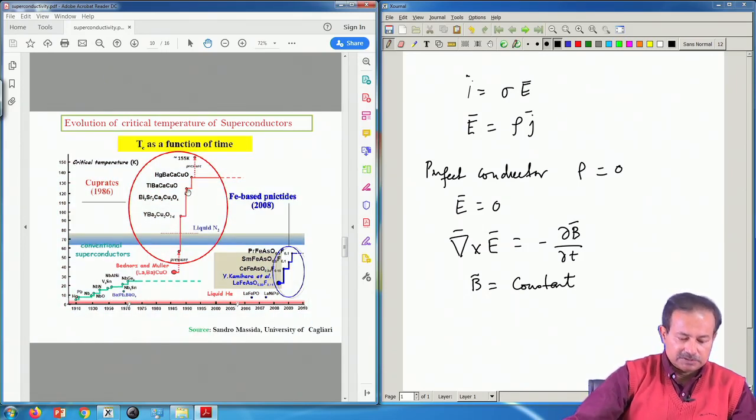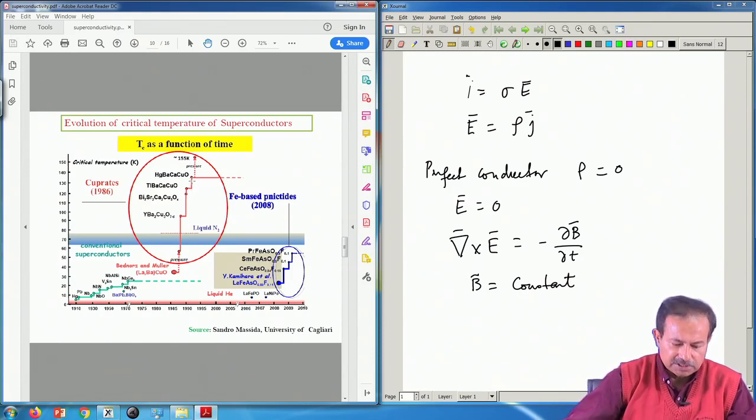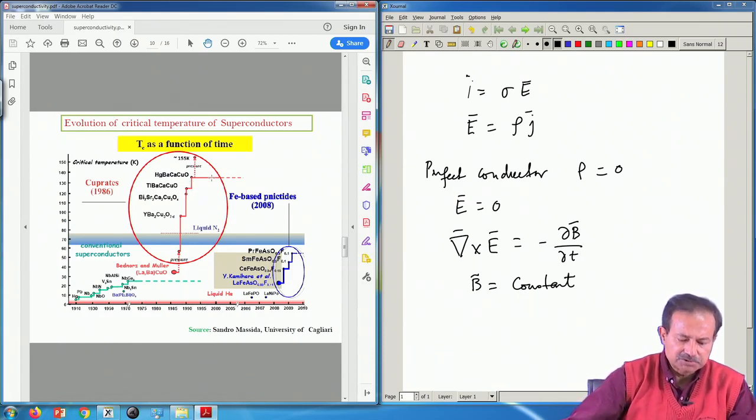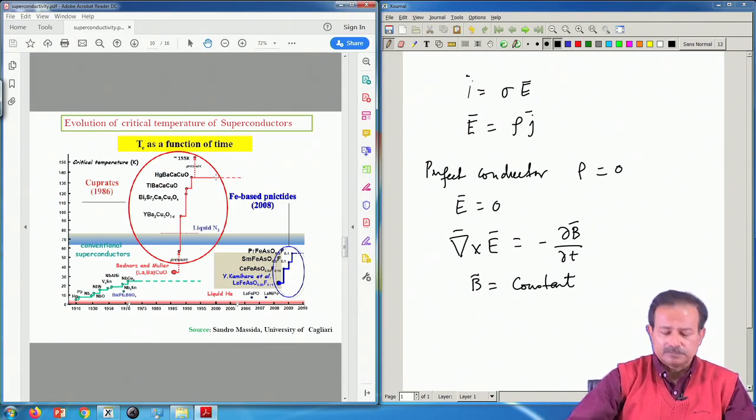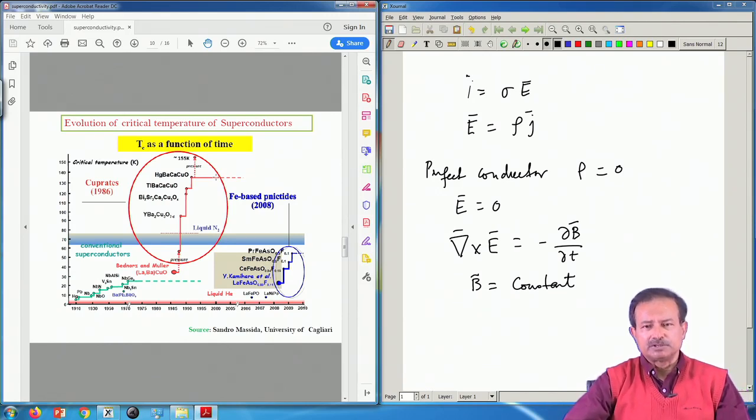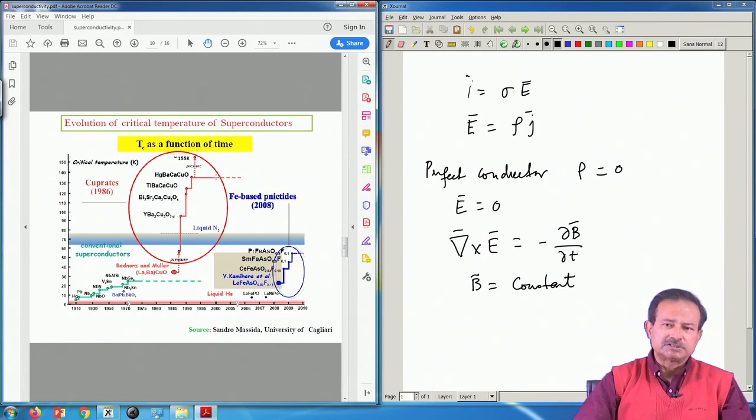cuprates, they became famous, and their superconductivity has changed our understanding of superconductivity dramatically, and also they have changed the way experiments are done. Much more precise experiments are done these days since the discovery of high Tc superconductivity.